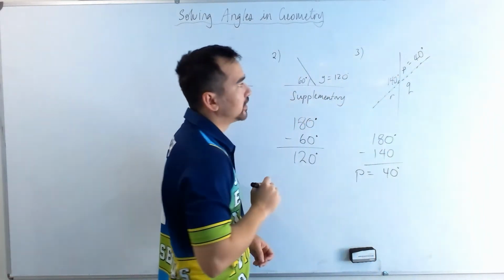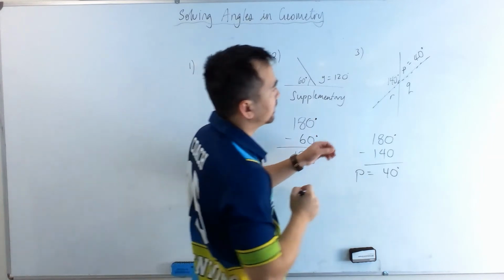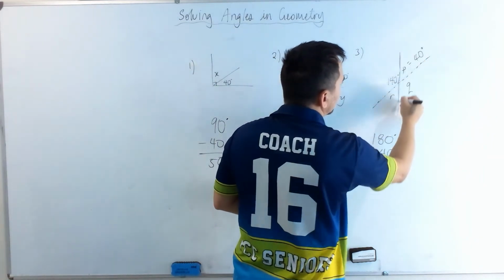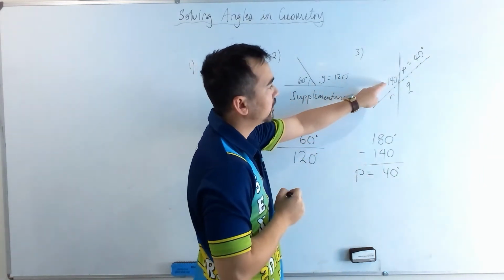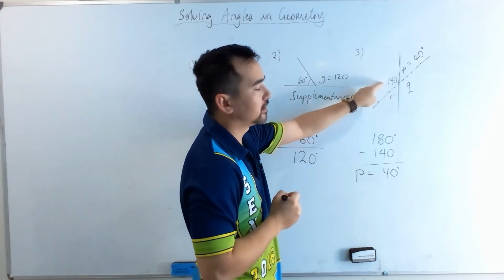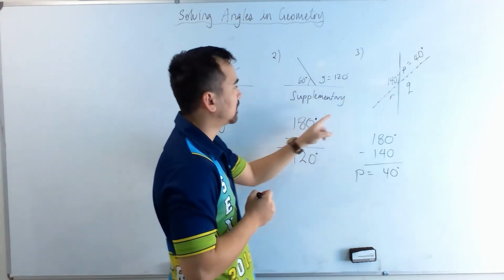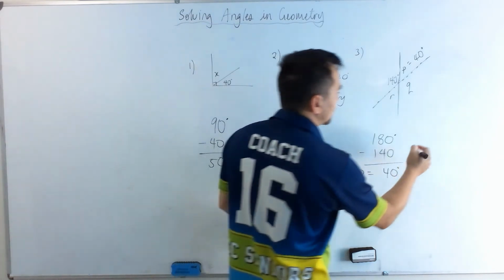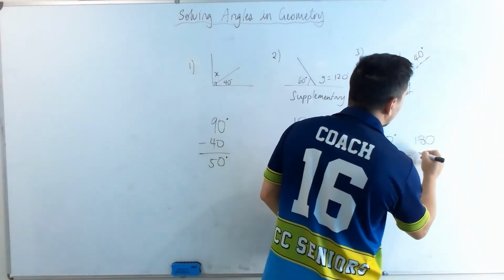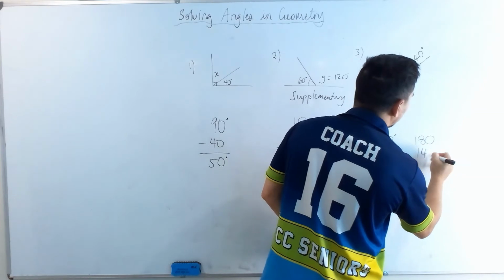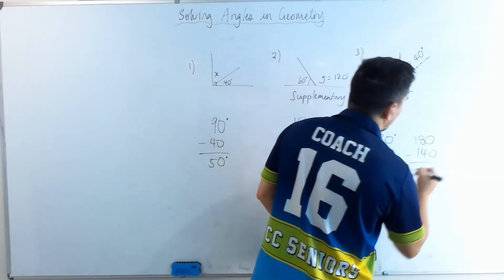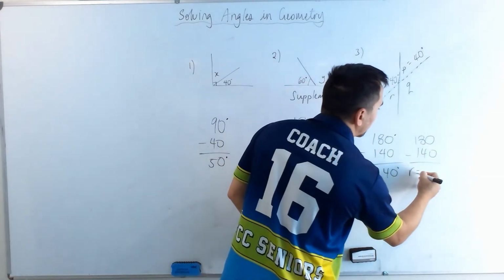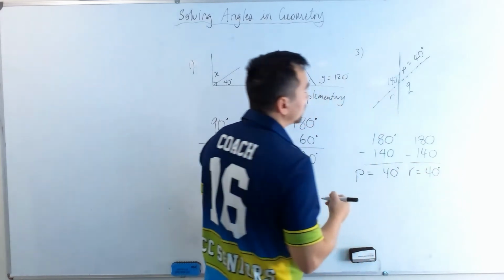Now, can you also notice that there's a straight line going this way, so the 140 and R are also supplementary. They also fit on a straight line. So, same thing again. 180, take away 140, will give us the value of R. R is also 40 degrees.